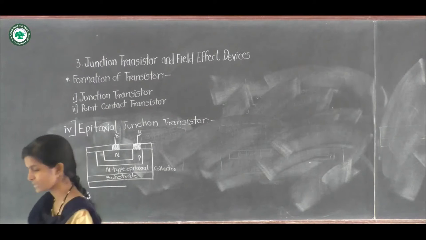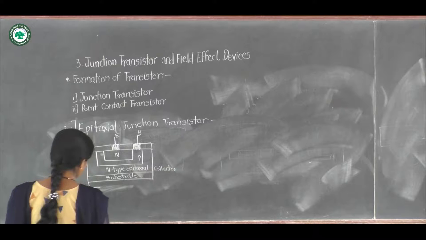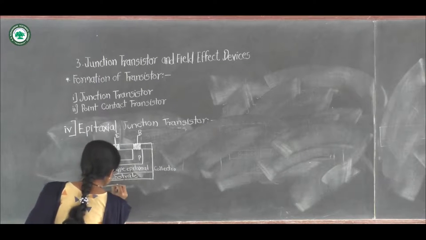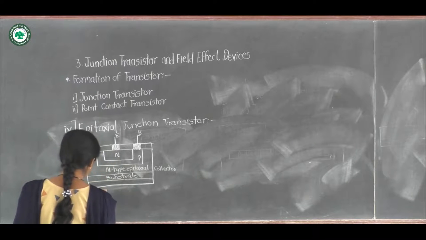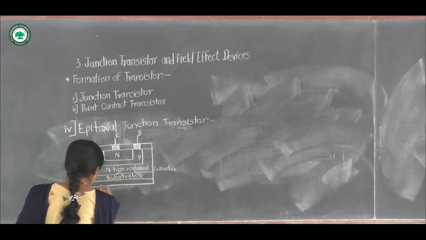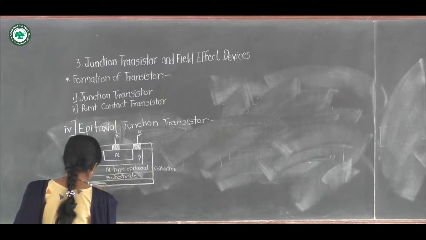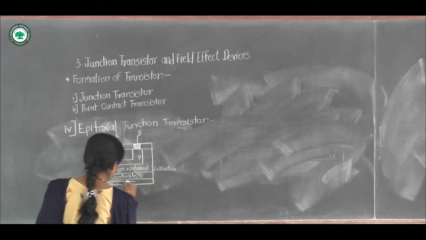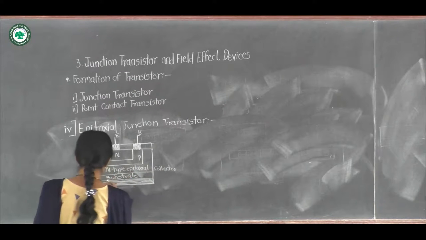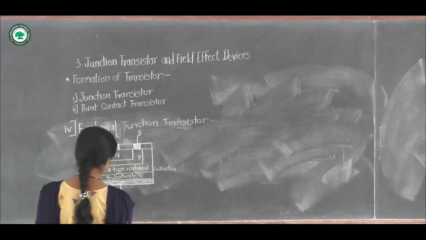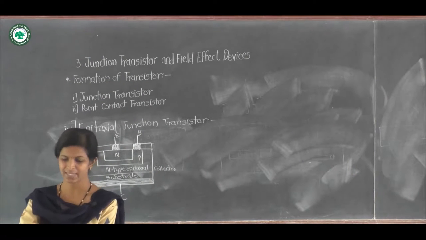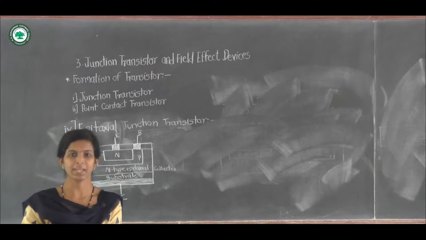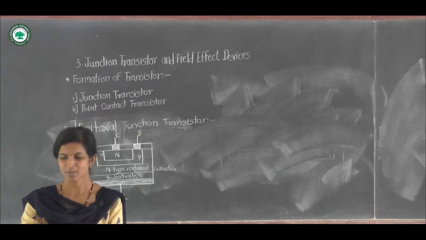As oxidation is grown at this lower side also, this oxidation is removed and the contact is drawn from this substrate, which forms the collector of the transistor. So the most commonly used epitaxial techniques are grown with diffused types, diffused alloy types, and alloy emitter epitaxial types base transistors. So the next type of transistor is point contact transistor.